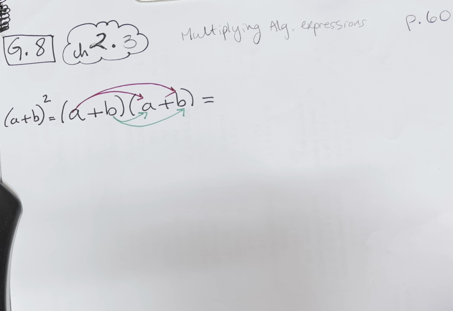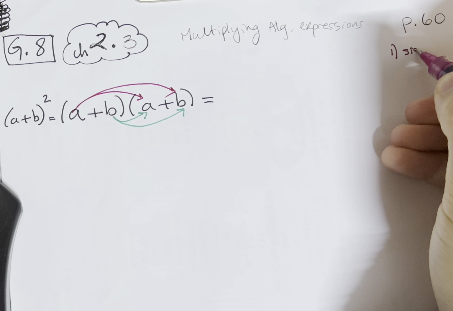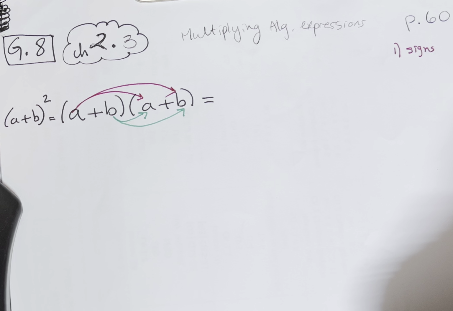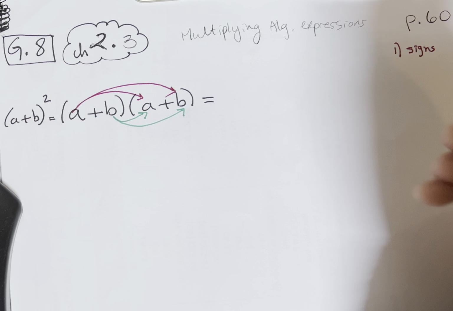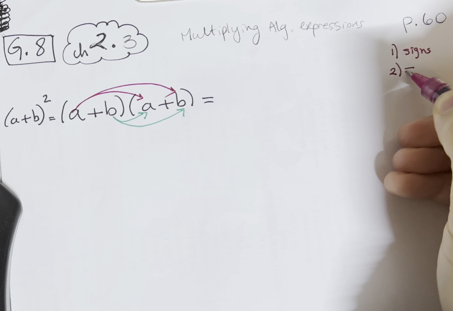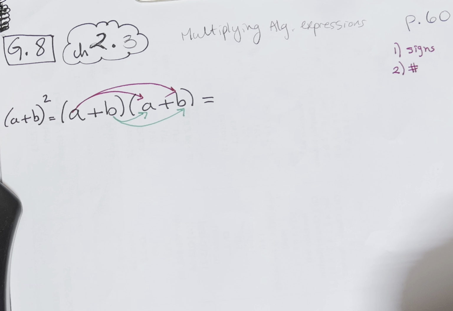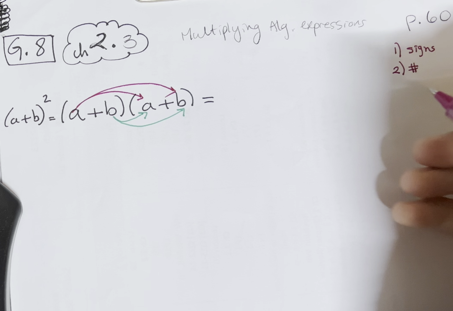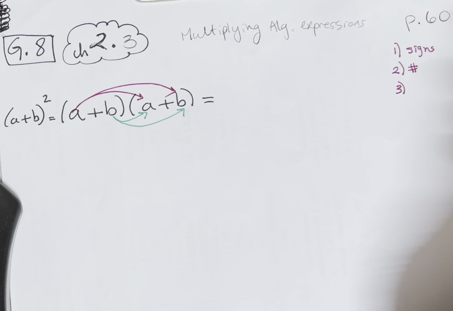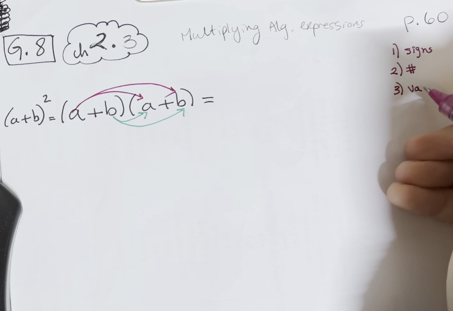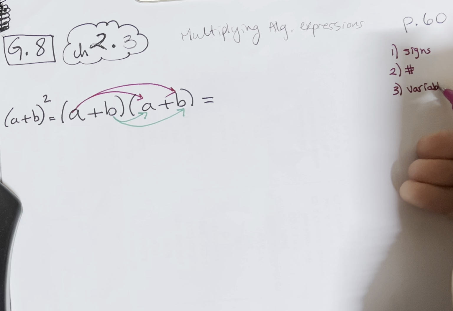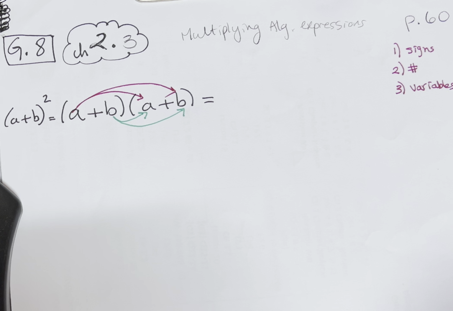We have to remember three things. The first one was that every time I'm multiplying algebraic expressions, I have to start multiplying the signs. So negative times negative, negative times positive, positive times positive, or positive times negative. And the second one, I go for the hashtag, which means numbers. So the coefficients, for example, 1 times 3, 3 times 5. And the third one, I go for the variables, which is the letters, okay? And here, it's the letters.